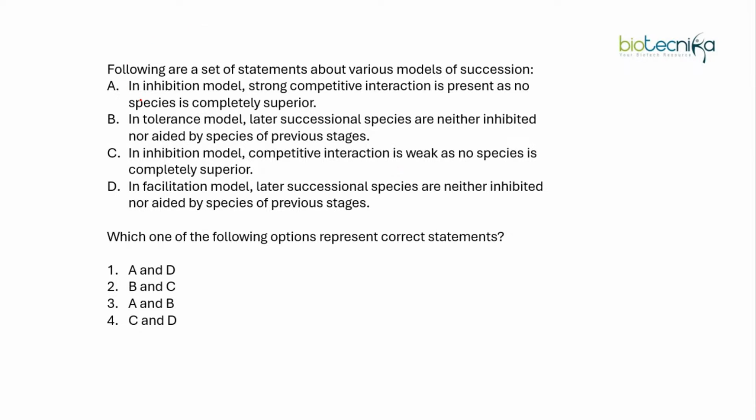So as we know that in this case the answer is option 3. They are telling you which is the correct option. In inhibition model, strong competitive interaction is present as no species is completely superior. Just a competitive interaction is present. Whoever gets a chance to occupy a place becomes superior. It's not that the others are not superior. This species could colonize first, so it has become dominating over there.